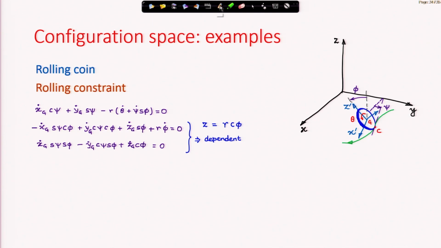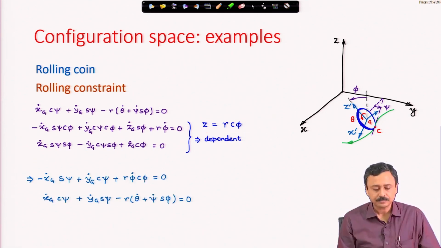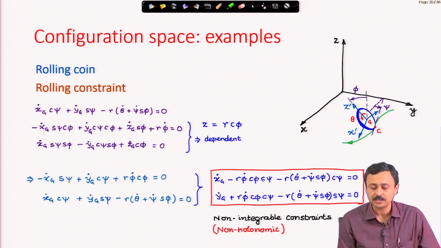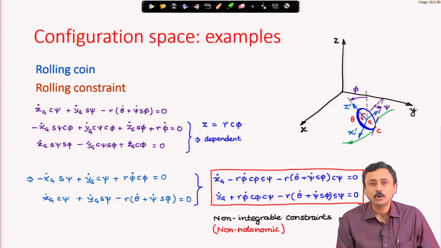We get these three constraint equations, of which, if you use the contact point constraint that Zg equals r cos phi, you will find that the second and third equations are actually dependent, not independent. Therefore, we have only two independent constraints which represent the no slip condition. These constraints are non-integrable, also called non-holonomic constraints.